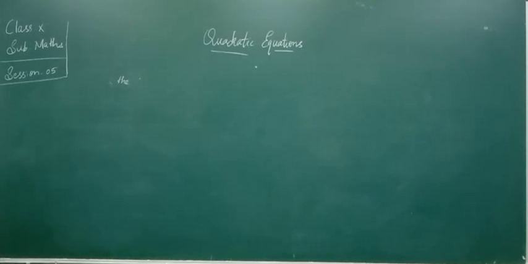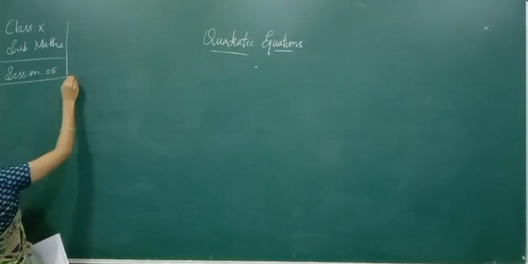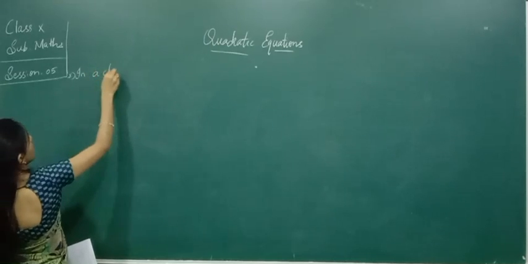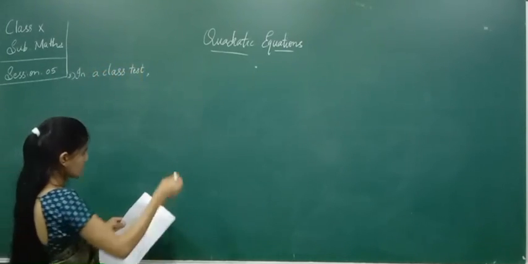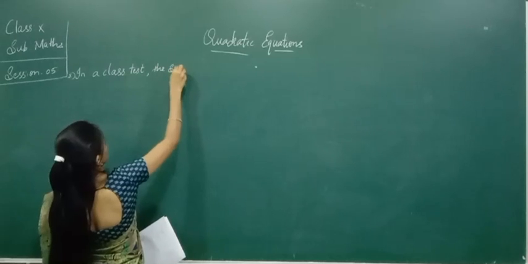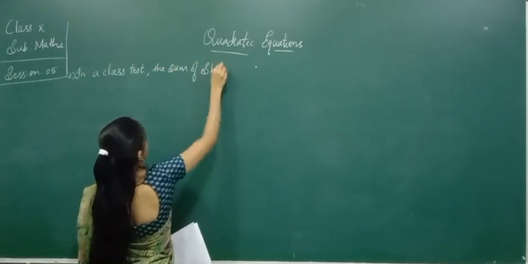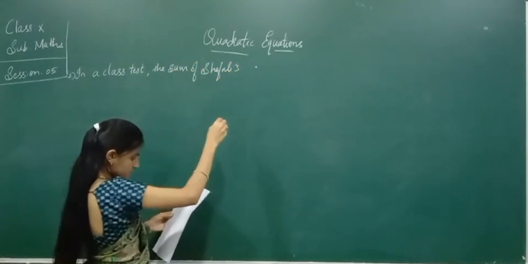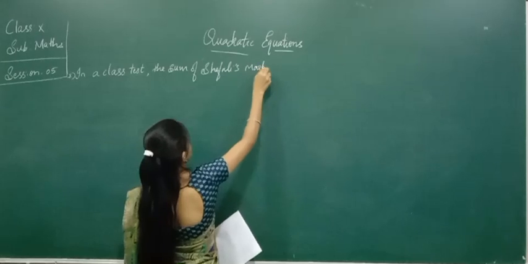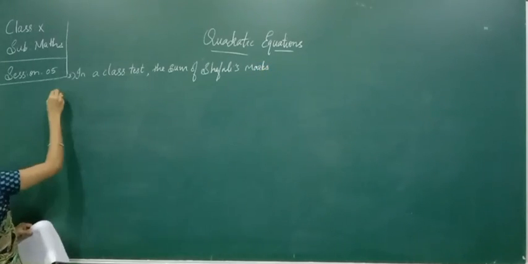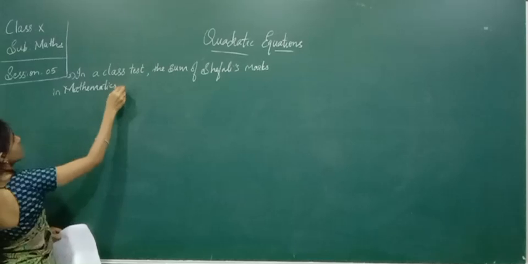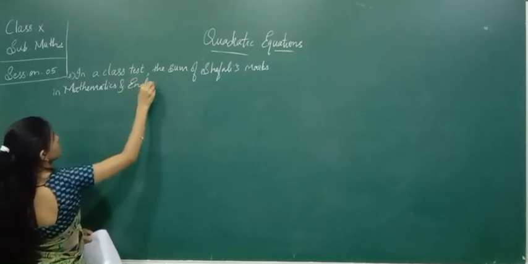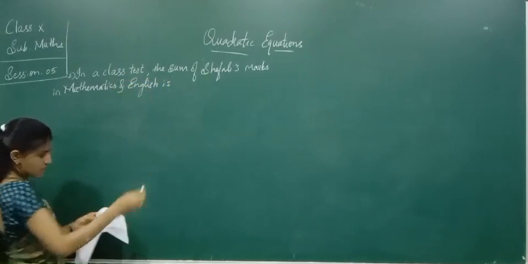What is the question given? In a class test, the sum of Shefali's marks in mathematics and English is 30.